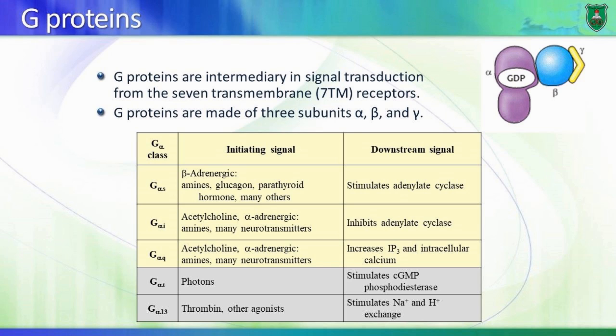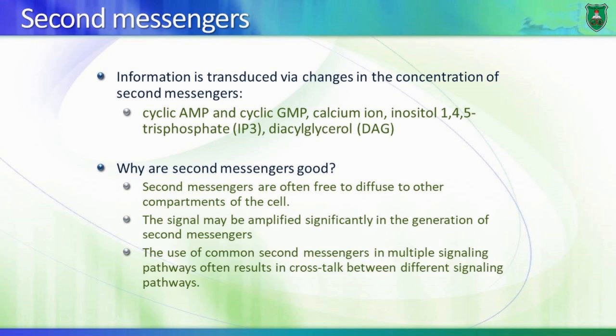and G-alpha Q. Now, all of these G-proteins function via enzymes, and what they do is that they utilize secondary messengers. And secondary messengers are small molecules. They include cyclic AMP, cyclic GMP, calcium ions, IP3, inositol 1,4,5 triphosphate, and diacylglycerol. Now, why is it that cells use secondary messengers? Why are they good? Well, they're good because they are small. They can diffuse to other compartments freely.